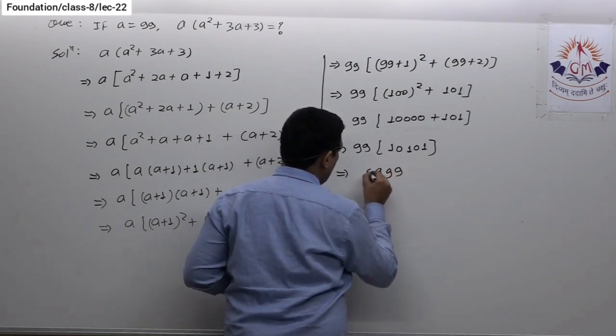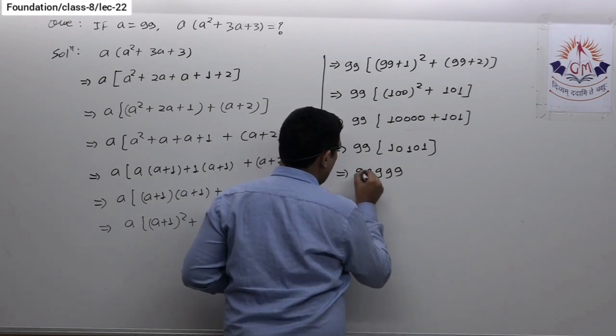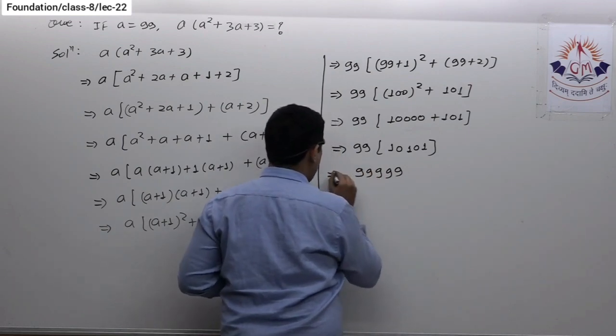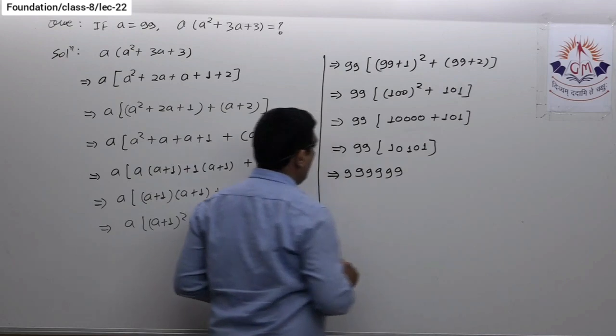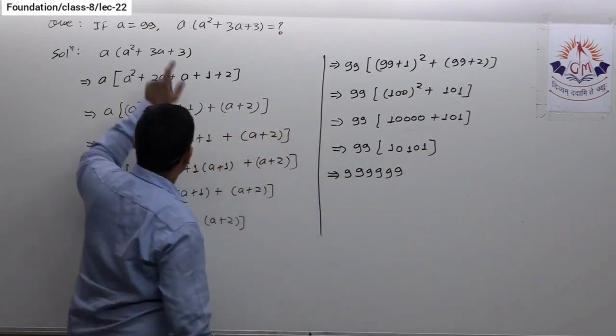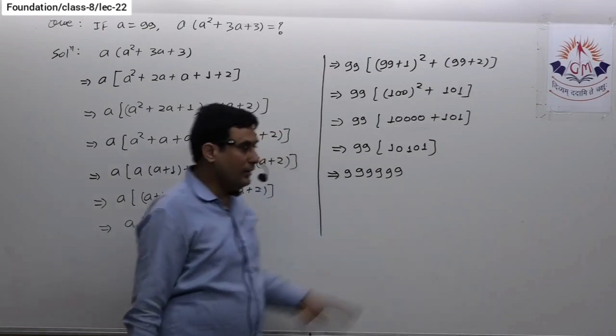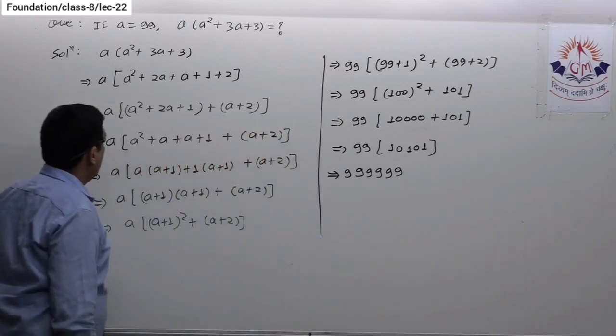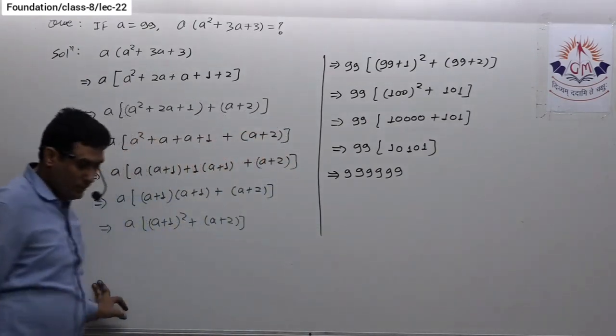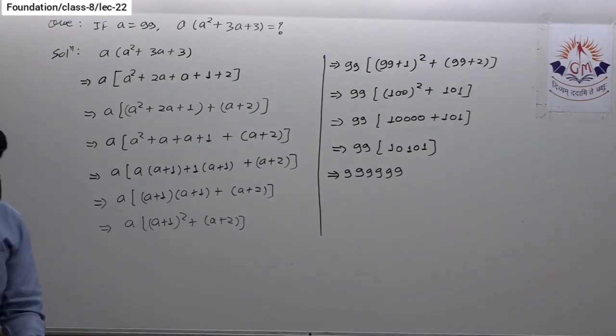So this gives you 99, 99, again 99. So this is my final answer. Without actually finding the square of 99, I got my final answer. So I hope this is clear to you. Please note it down.